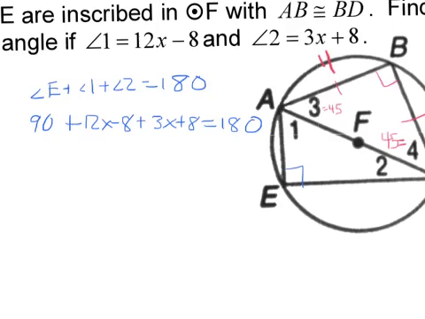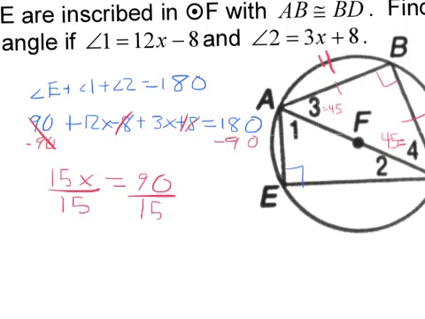All equals 180. And we're just going to do some algebra. Subtract 90. Combine like terms. And we get 15x equals 90 because the 8s just cancel each other out. And divide both sides by 15, and we get x equals 6.